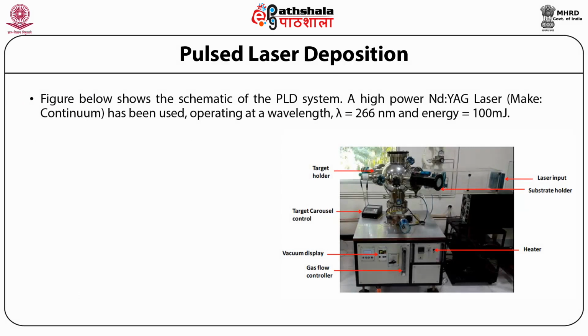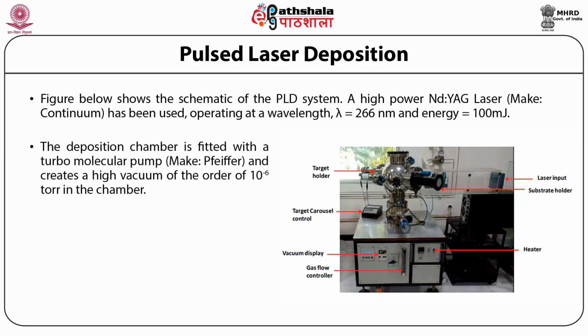The figure below shows the schematic of the PLD system. A high power Nd:YAG laser operating at the wavelength of 266 nanometer and having energy of 100 millijoules is shown. The deposition chamber is fitted with a turbomolecular pump from Pfeiffer company, which creates a high vacuum of the order of 10 to the power minus 6 torr in the chamber.